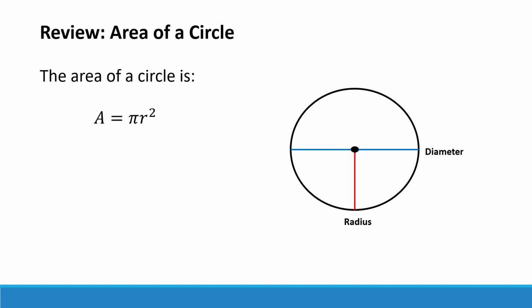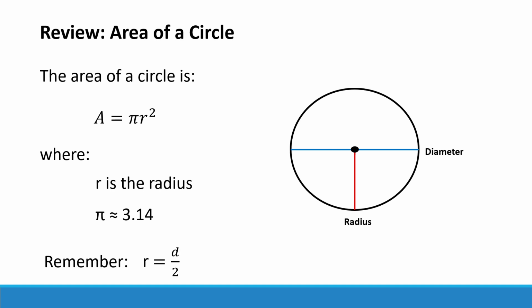The area of a circle equals pi times the radius squared. In this lesson, we will use 3.14 for pi. Remember, the radius is half the diameter, so we divide the diameter by 2 to find the radius.